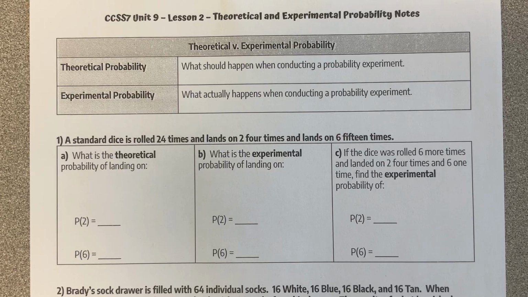Let's talk about theoretical versus experimental probability. Theoretical probability is what should happen when you're conducting an experiment. So if you're flipping a coin, you're getting heads 50% of the time, you're getting tails 50% of the time. But experimentally is what actually happens when conducting a probability experiment. So it's possible that if I flip a coin 10 times, I get heads 10 times, even though theoretically it should be a 50-50 split.